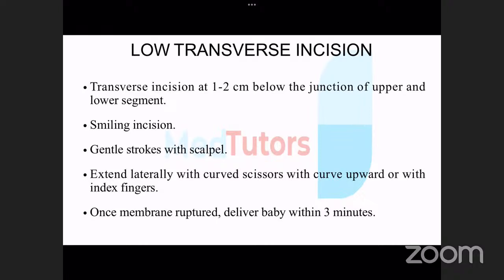And the transverse incision is done at about 1 to 2 centimeters below the junction of the upper and lower segment. The incision is not a straight incision, it's curved, a smiley incision, and it is done by gentle strokes with the scalpel. It is extended laterally in a curved incision with a curvature upwards, or with fingers. Once the membranes are ruptured, the baby is delivered within 3 minutes. It's expected the moment you make your incision on the uterus, the baby should be out within 3 minutes. Therefore, you should make an adequate incision so that there will be no difficulty with extraction, because difficulty with extraction can cause fetal distress itself. Next slide.